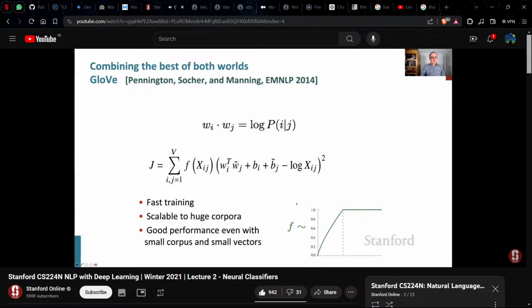And we wanted to not have very common words dominate, and so we capped the effect of high word counts using this f function that's shown here. And then we could optimize this J function directly on the co-occurrence count matrix. So that gave us fast training scalable to huge corpora.